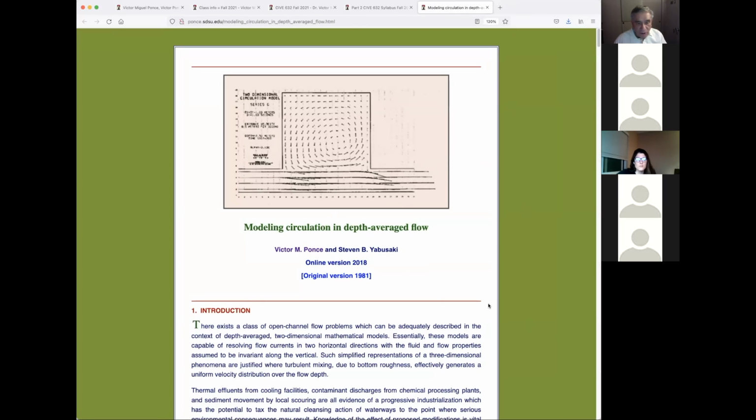Okay, so this paper is a paper we wrote in 1981. Actually, we did the work in 1979-80 with Steve Yabusaki. Steve was a master's student of mine at the time at Colorado State. I was at Colorado State for 4 years as a professor before I came to California.